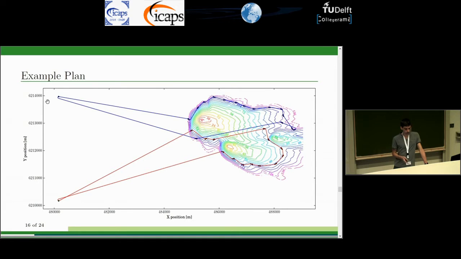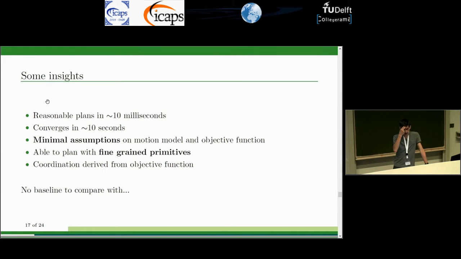And that's another plan where you also have 2 UAVs that share the task of monitoring 2 fire fronts. Essentially, the red one does the lower part, and the blue one does the upper part. So some insights. We're able to compute reasonable plans in a matter of milliseconds. The 2 plans there, I stopped the resolution after 20 milliseconds to get them. And the algorithm usually converges in 10 seconds, and after 10 seconds you will get plans that are much denser than those examples, and also much harder to read, and that's why I did not show them here.